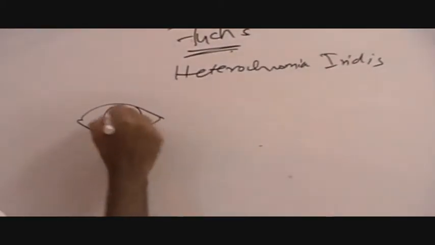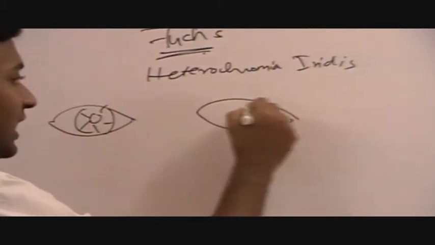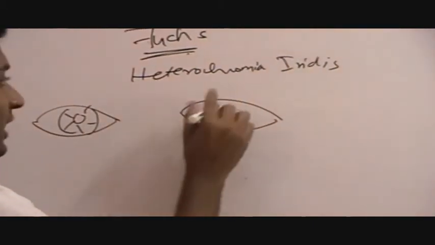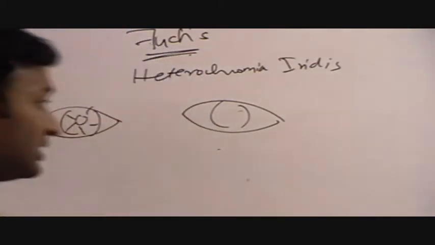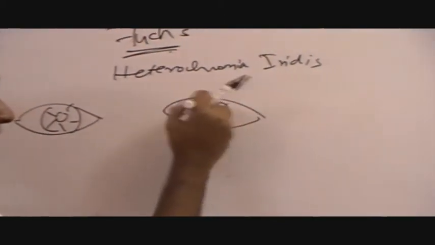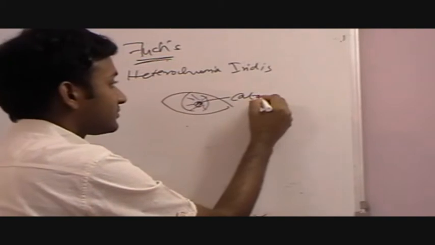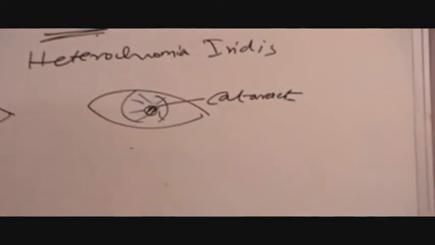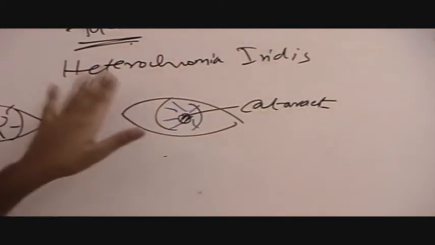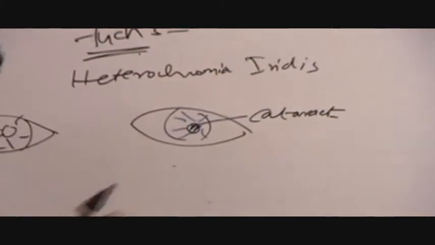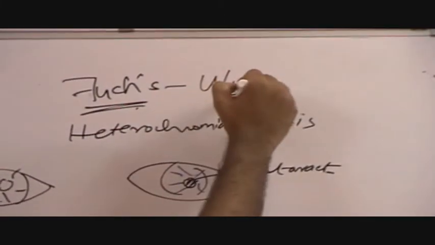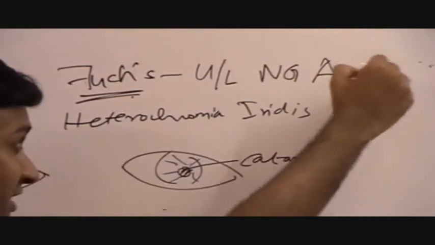So there are two eyes. There will be a normal colored eye. There will be another eye where you have hypochromia. This hypochromic eye is the affected eye. There is going to be complicated cataract. And in Fuchs, again, you will have not bilateral but unilateral non-granulomatous uveitis. What uveitis? It is anterior uveitis.